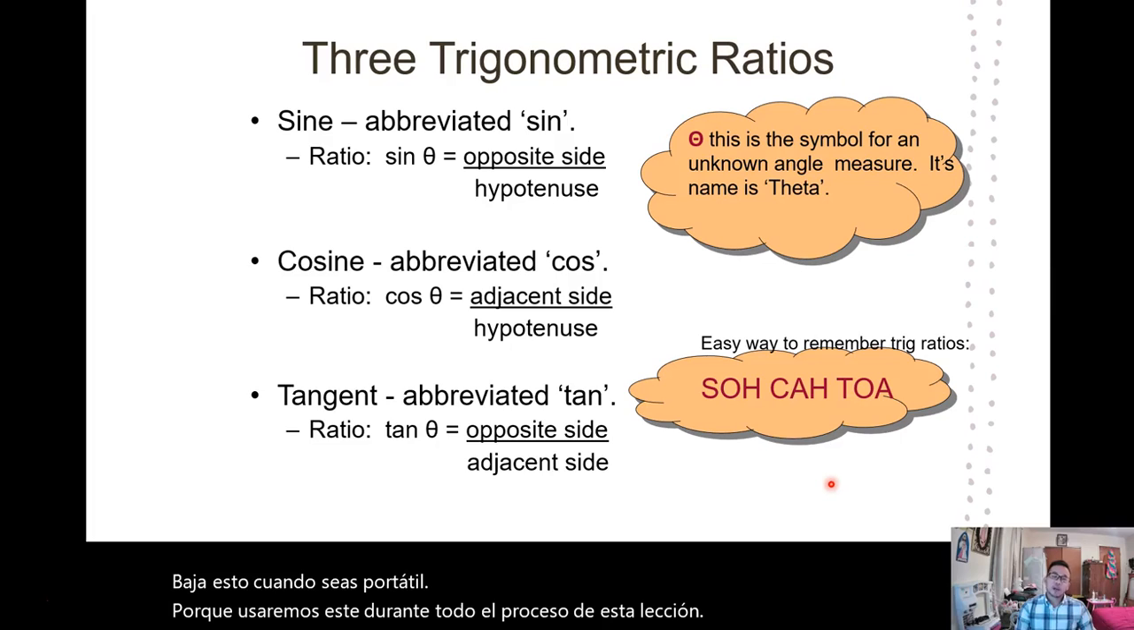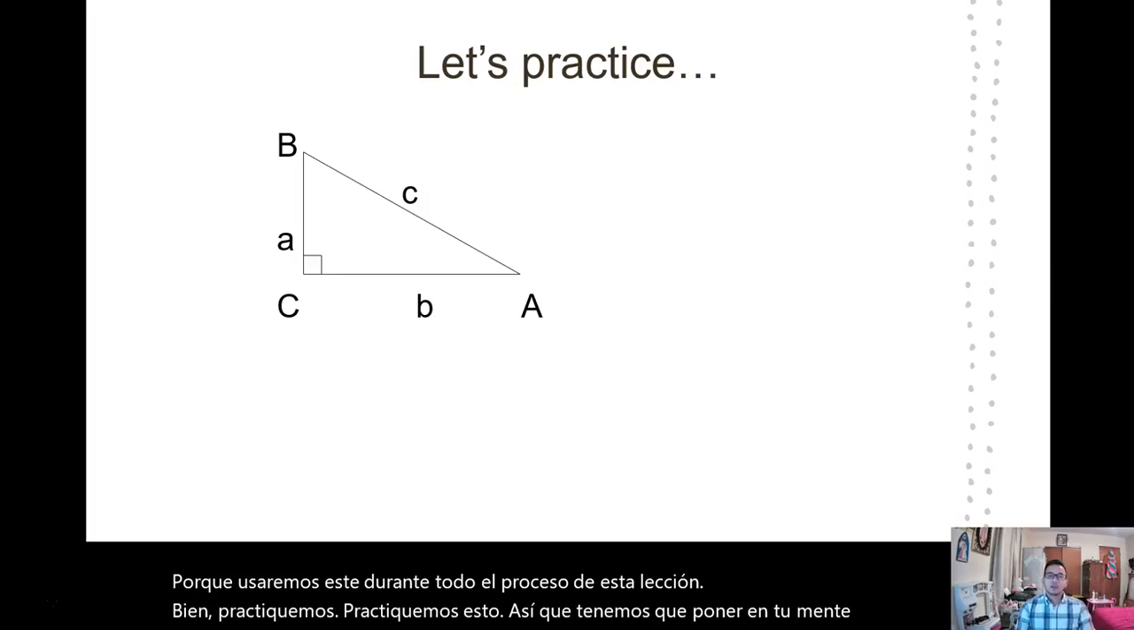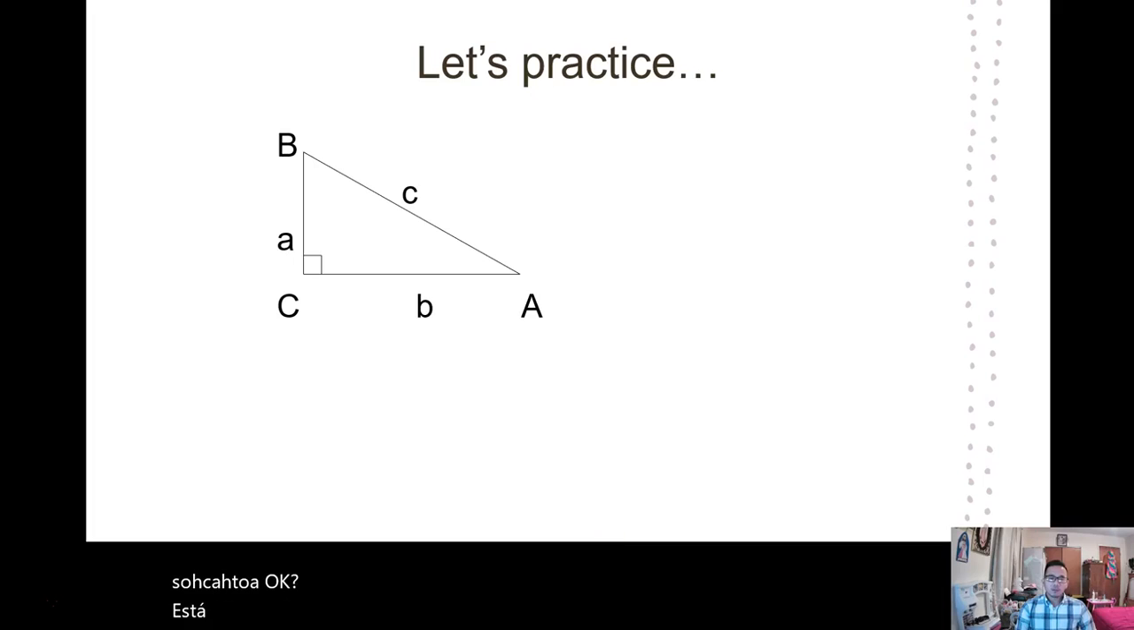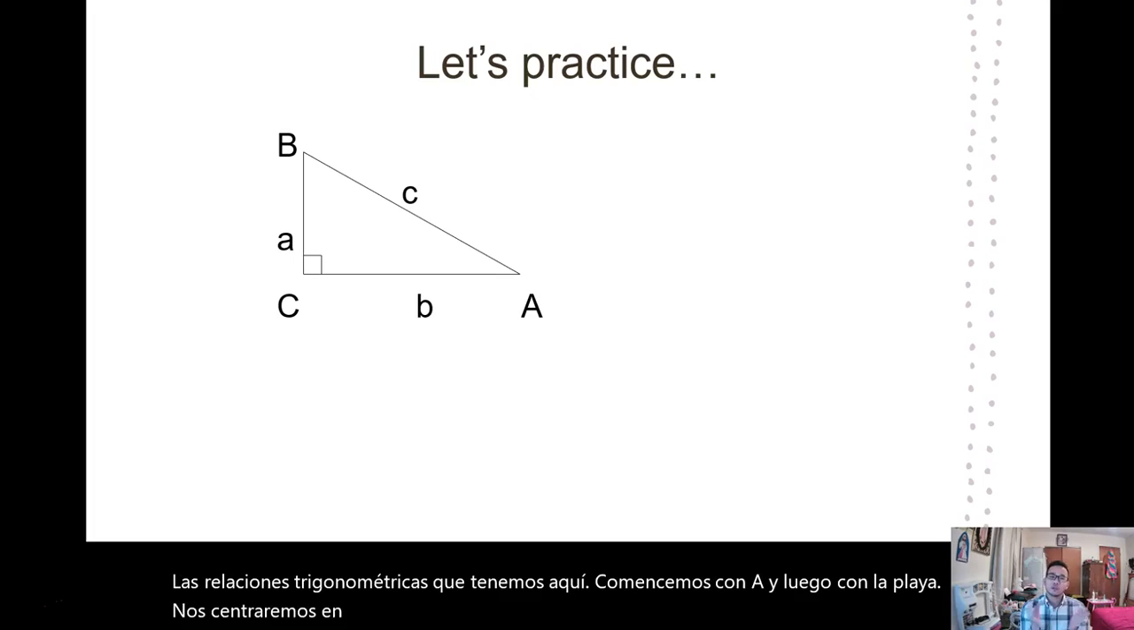Okay, now let's practice. You have to keep in mind the word SOHCAHTOA. In this given triangle, we have to identify the trigonometric ratios that we have here. Let's start with A and then B. We will be focusing on the acute angles of the right triangle.